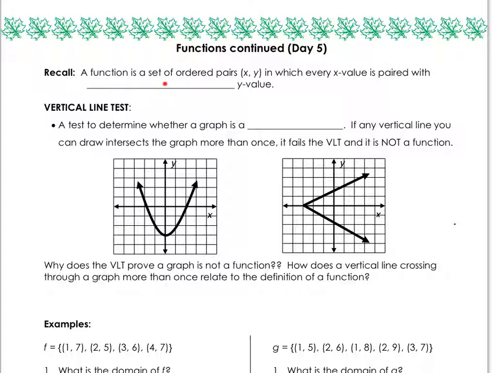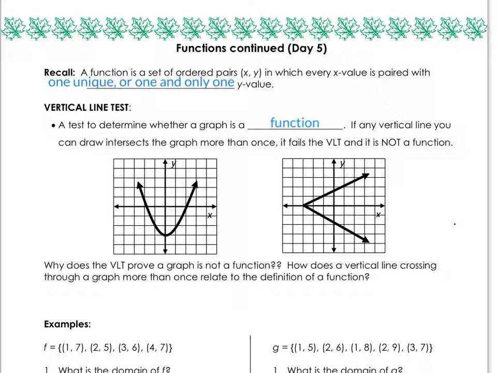So recall that a function is a set of ordered pairs, x comma y, in which every x value is paired with one and only one y value. So we can use the vertical line test to determine if it's a function. What is the vertical line test? It's a test to determine whether a graph is a function. If any vertical line you can draw intersects the graph more than once, it fails the vertical line test and it is not a function.